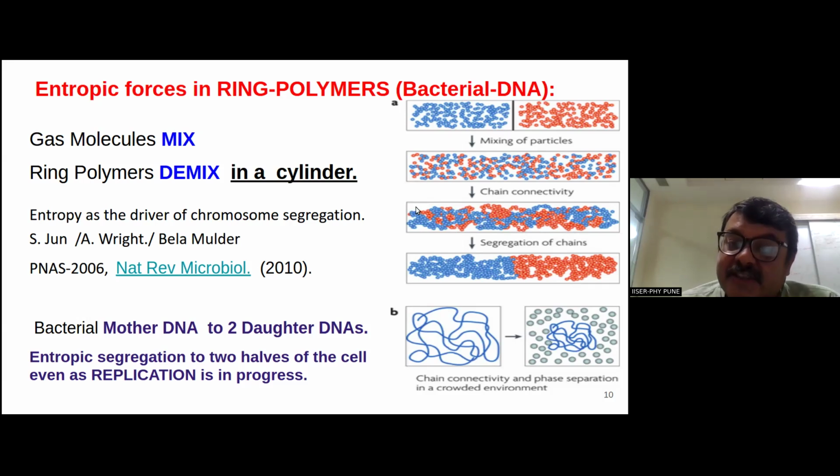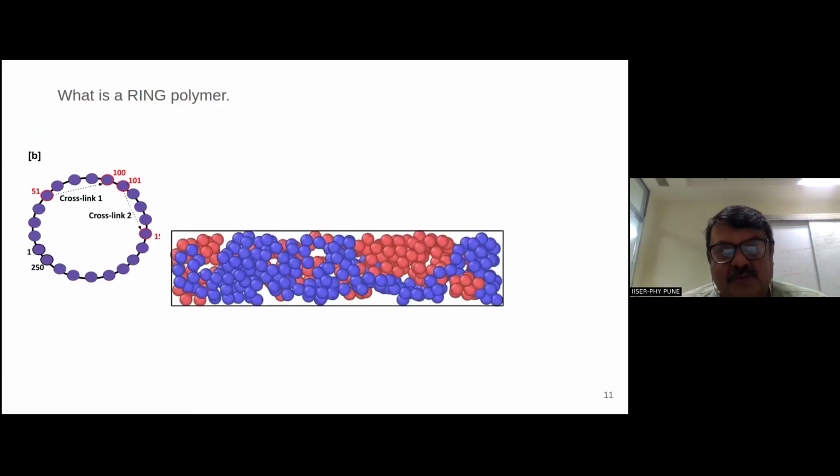Then, if it's under high confinement, and confinement is extremely important, they would spontaneously demix into two halves of the cylinder. You see that there is a cylinder. This won't happen in a box. So this asymmetry of the cylinder is important. They would spontaneously demix, and this property comes from statistical physics. They would demix because of entropy. Let me show this before going on.